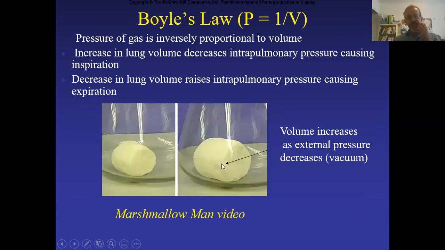All right. Taking a look at this, we'll get to the explanation. You might wonder, well, why is the pressure changing? What's going on? Before we get to that, I want to give you a neat example. There's a really good online video, and I think I also put the video on the Canvas page for you to take a look at. It's called the Marshmallow Man video.